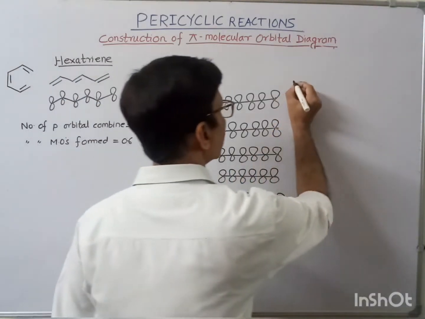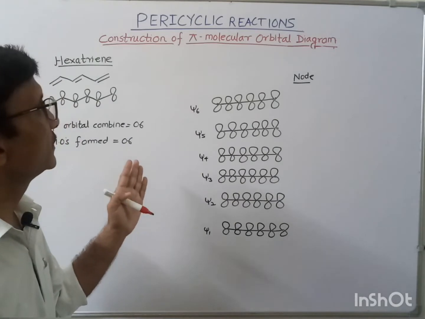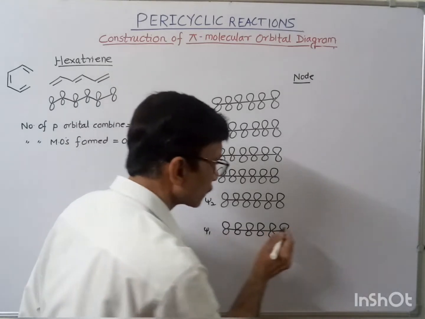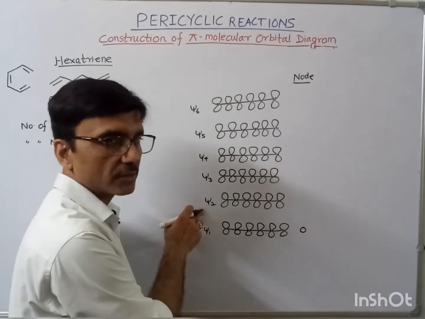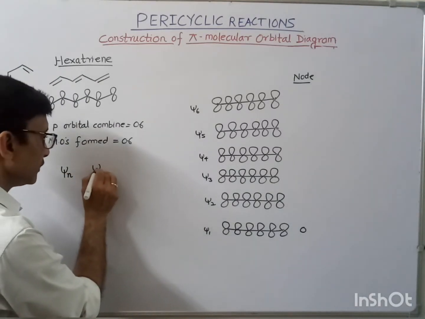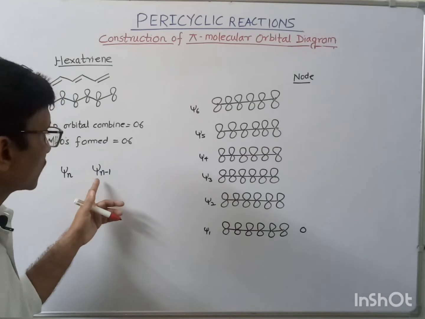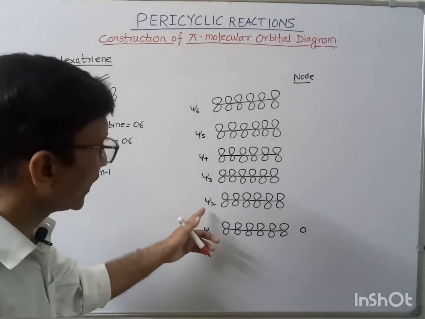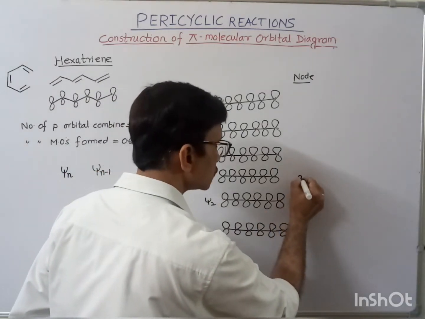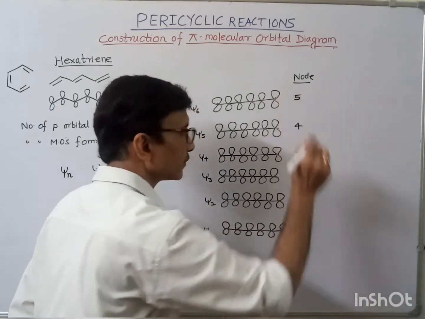So I should first write the number of nodes, as I told you in my previous lecture in the rules for drawing this pi molecular orbital diagram. So for psi1, the first one, the number of nodes is equal to 0. For each next molecular orbital, the number of nodes increases by 1. So for psi2, the number of nodes will be 1. For psi3 it is 2. For this it is 3. For this it is 4. And for this it is 5.